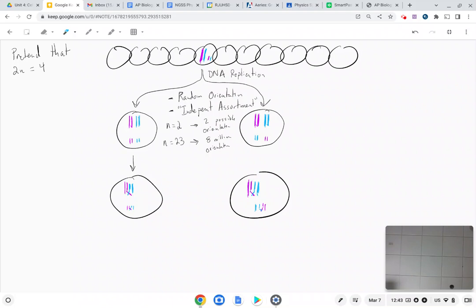Excellent. Okay, we got it done. That's called crossing over, and it produces even more variation. I mean, there's going to be so much variation here. Like, it's going to be out of control. So much variation.